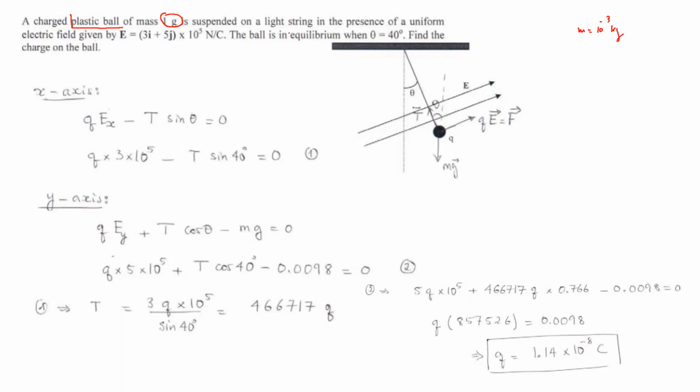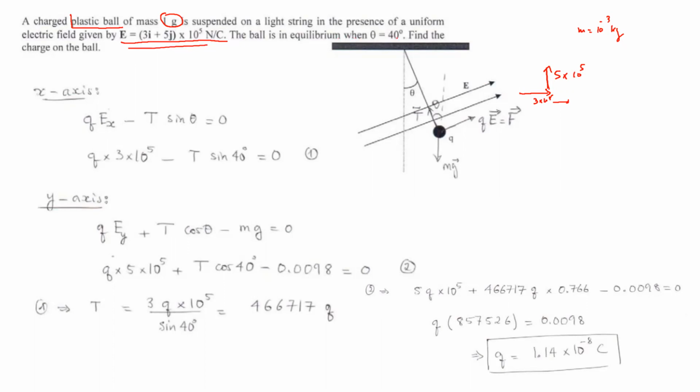Suspended on a light string in presence of a uniform electric field, and the uniform electric field is given. I give you the magnitude and the direction, but here I give it everything in unit vector notation. So it's 3 × 10⁵ i hat, 5 × 10⁵ j hat Newton per Coulomb. So the electric field is pointing in this direction. 3 × 10⁵ along this direction, and then 5 × 10⁵ along the j direction. So my electric field is given by this, as you can see.